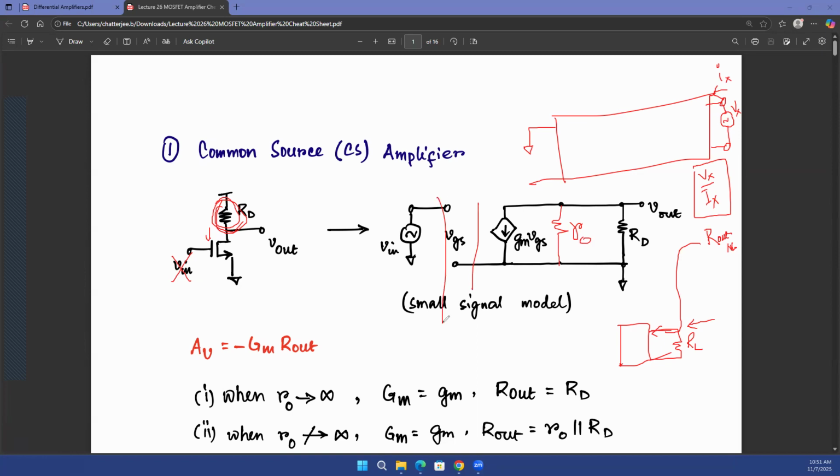So if this is your black box, then looking into this terminal, you have seen a resistance of RO. Now, if you consider RD, RD will come in parallel with RO, and that's going to be your overall output resistance for this circuit. RO in parallel with RD. So see, everything matches up: the theory that you learned in 3111, all the analysis that you have done in this class, and of course, how you should find everything intuitively.